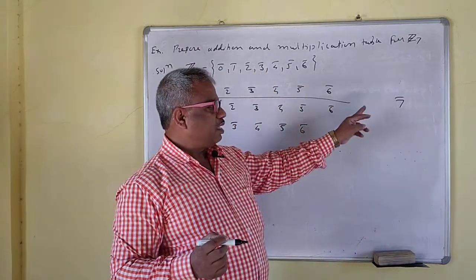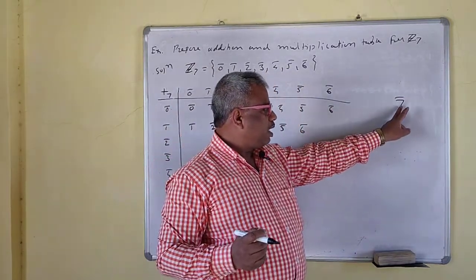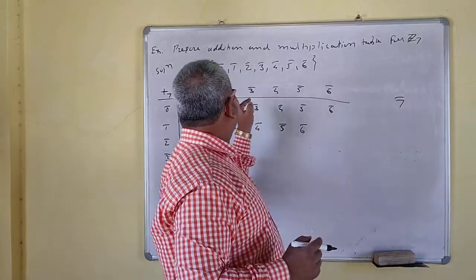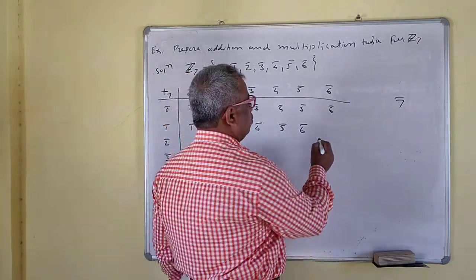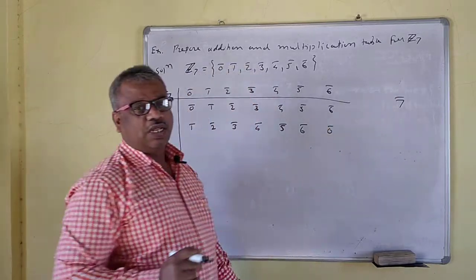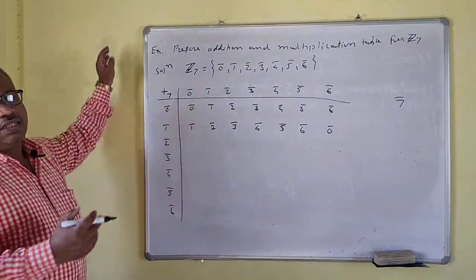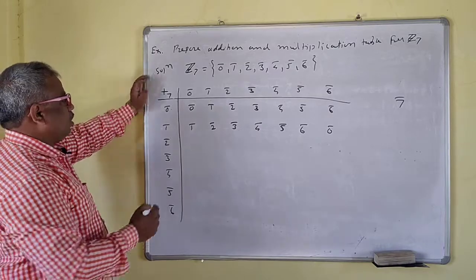So if you divide 7 by 7, then the remainder is 0. So this will be 0. Right? So that means if it is a multiple of 7, then this will be 0 bar. Okay. Now we'll do 2 bar.